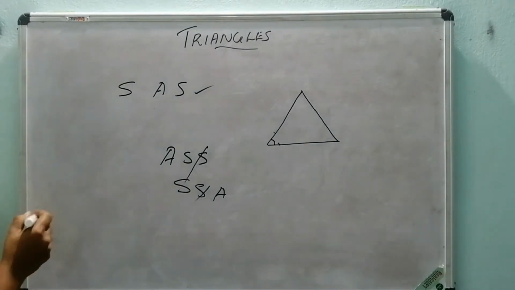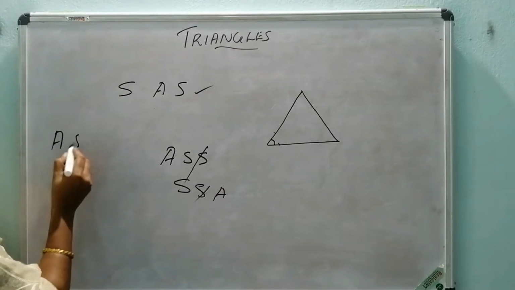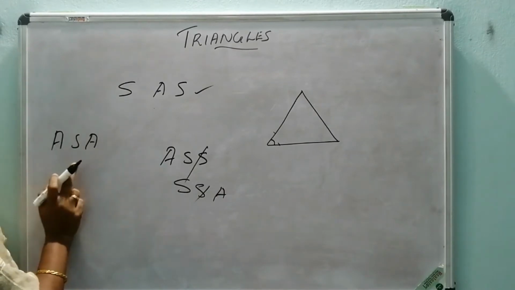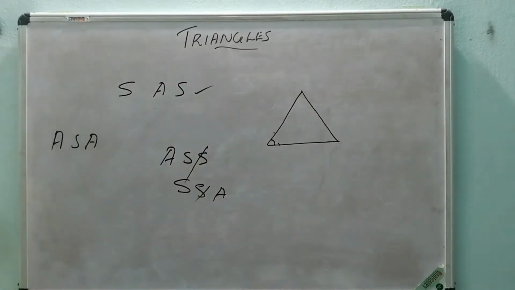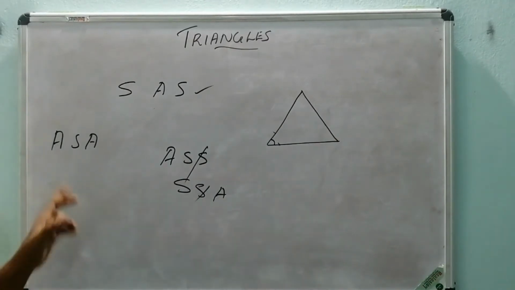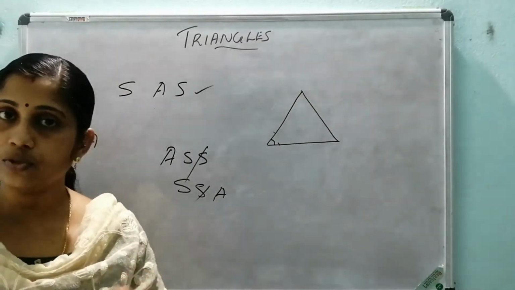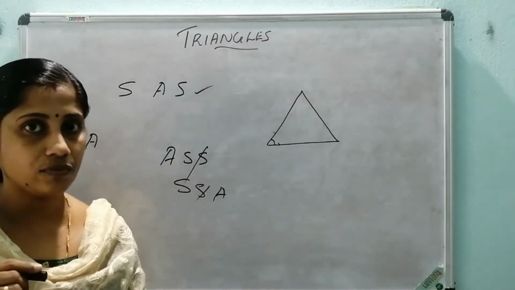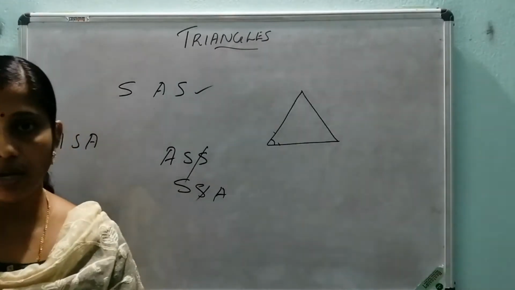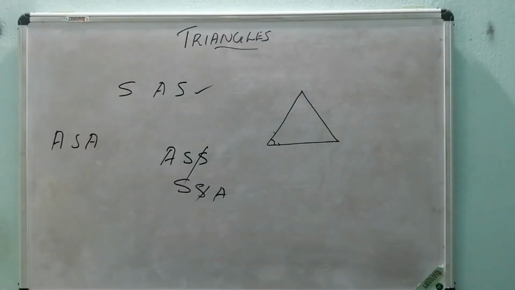Then the next congruence rule is the ASA congruence rule. Angle side angle. It states that two triangles are congruent if two angles and the included side of one triangle are equal to the two angles and the included side of the other triangle. The triangles will be congruent. That is the ASA congruence rule.